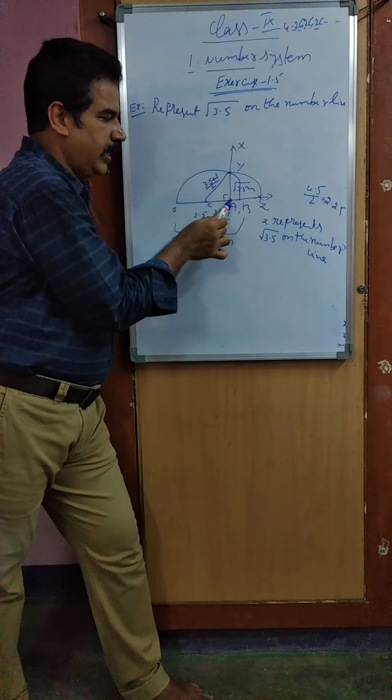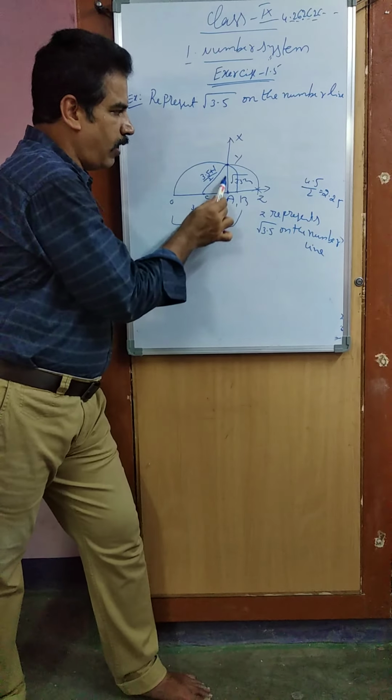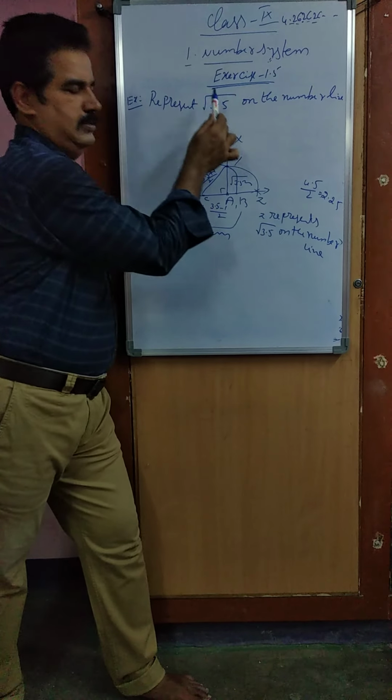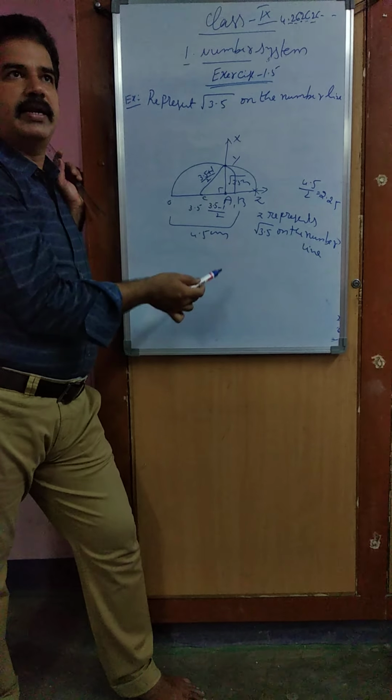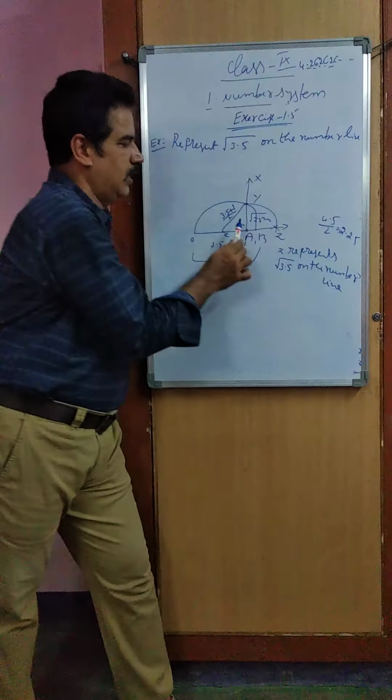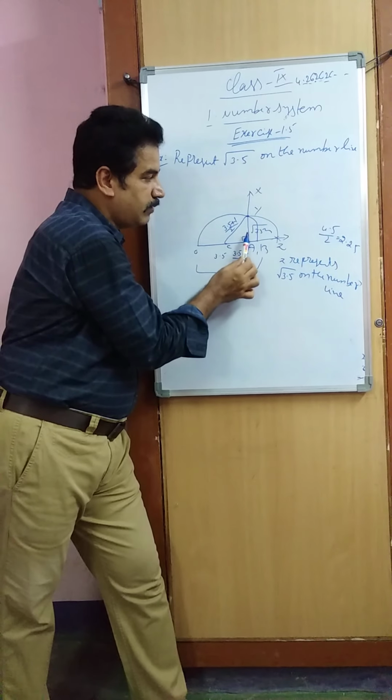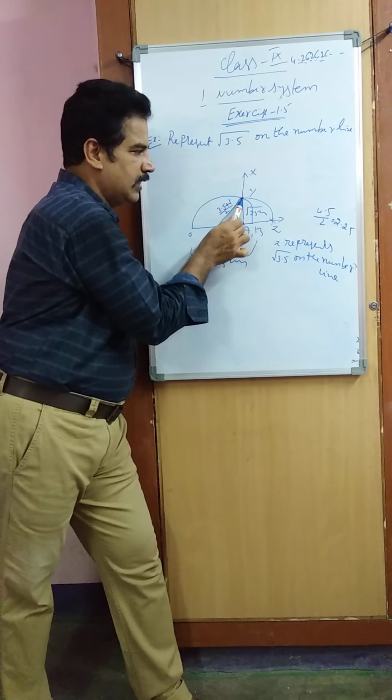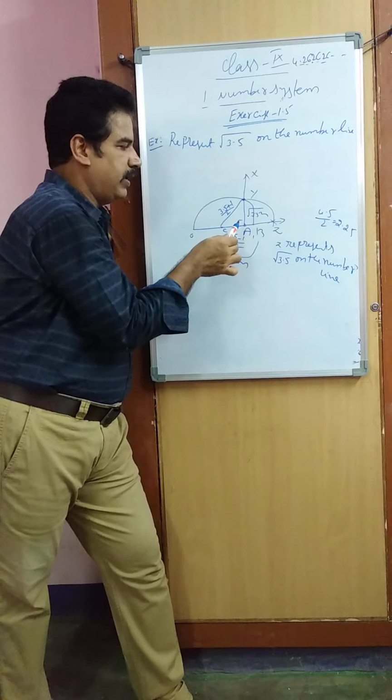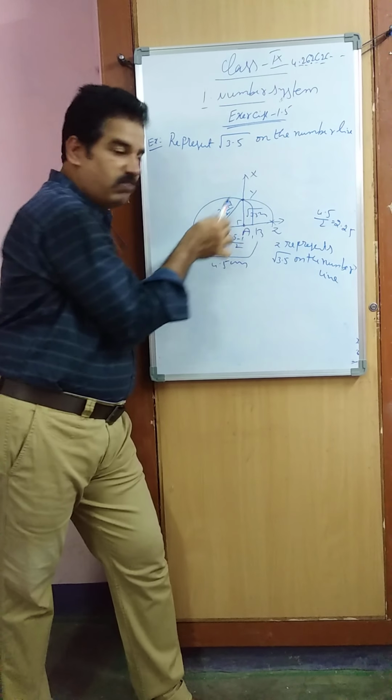Then A is here. Through A I draw a perpendicular line. With a protractor you can do it, or with a ruler and compass you can do it. Draw a perpendicular line. Where the perpendicular intersects the semicircle, there AX ray is the perpendicular line. It intersects the semicircle at Y.